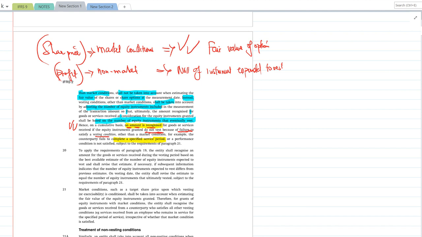No amount is recognized. Do you realize this? It means no amount is recognized. If you leave, then no amount is recognized for you. And then that's it. We have to transfer all the cumulative recognition into the retained earnings. Now, back to the question.